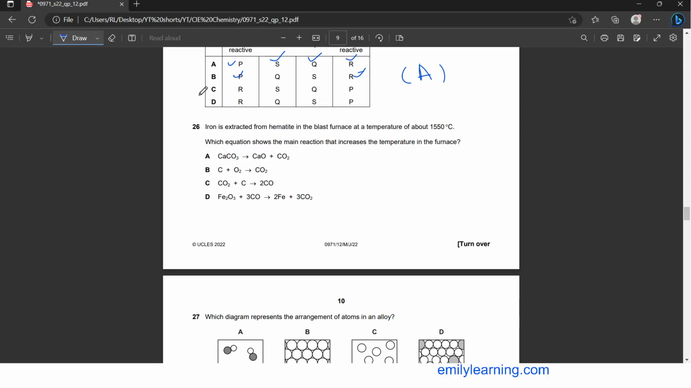Iron is extracted from hematite in the blast furnace at temperatures of about 1550 degrees Celsius. Which equation shows the main reaction that increases the temperature of the furnace? The main reaction that increases the temperature of the furnace is basically the burning of the coke, okay? So this is an exothermic reaction that produces heat. So the answer is B.